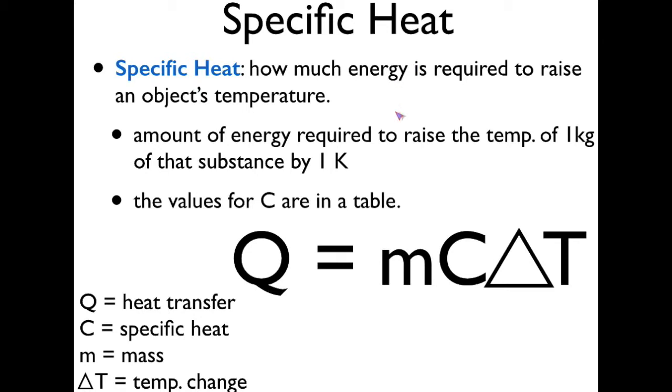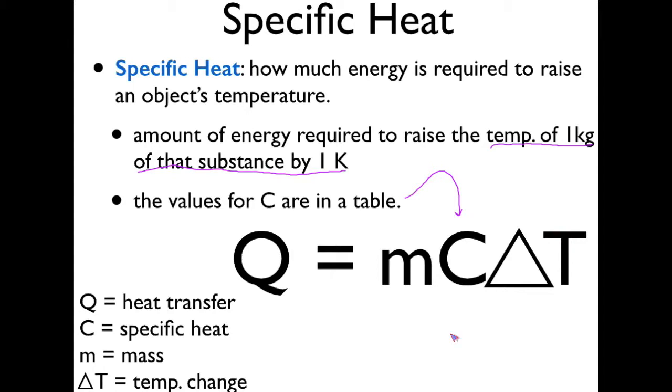Specific heat is basically how much energy is required to raise an object's temperature. So how much energy do we have to add to whatever we've got in order to raise the temperature? And officially, the specific heat of something is the amount of energy required to raise the temperature of 1 kilogram of that substance by 1 Kelvin. And the values for C are in a table. You just look them up and you get to have that on the test, so don't freak out.